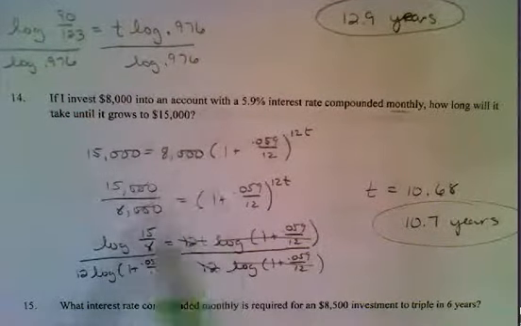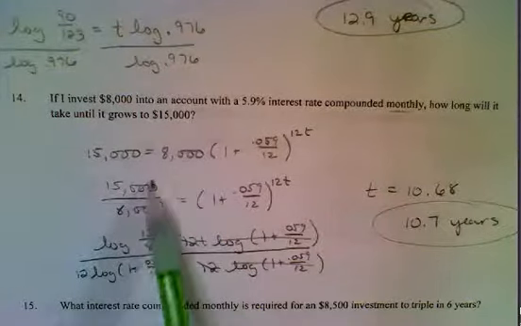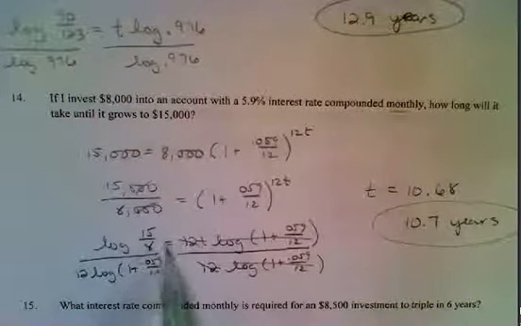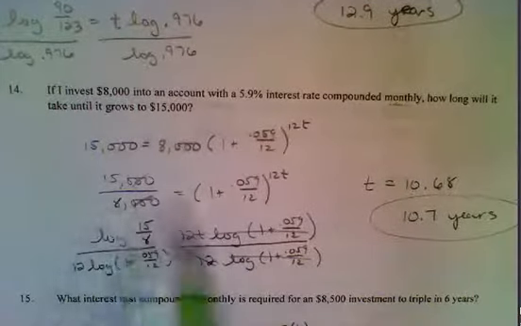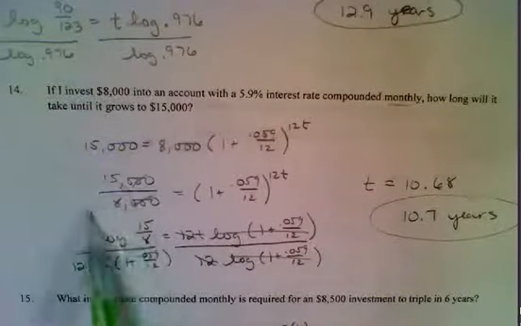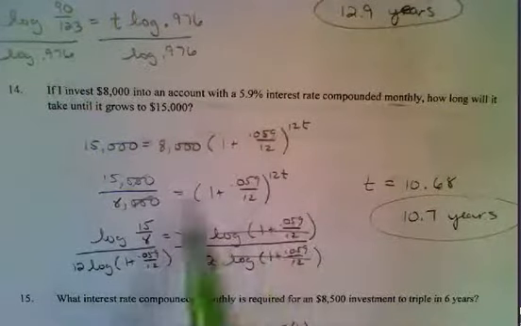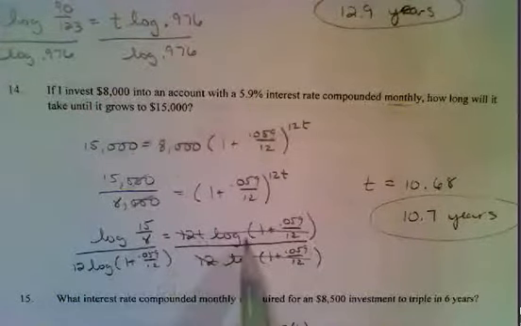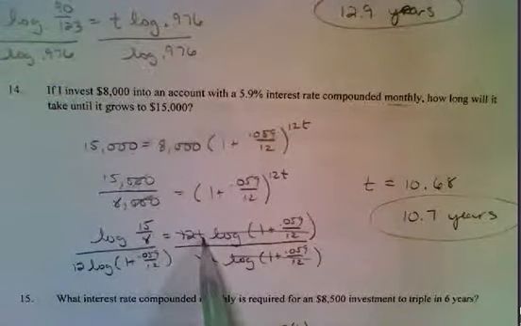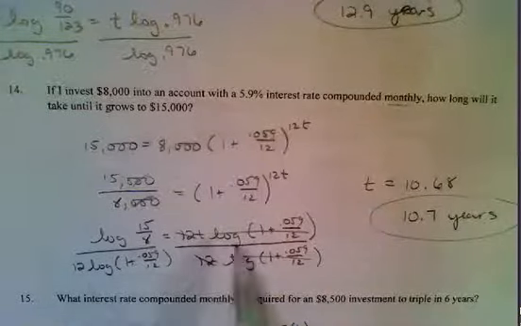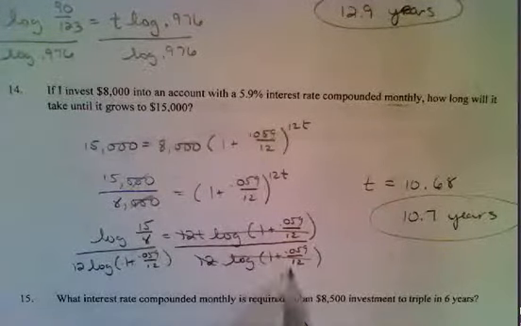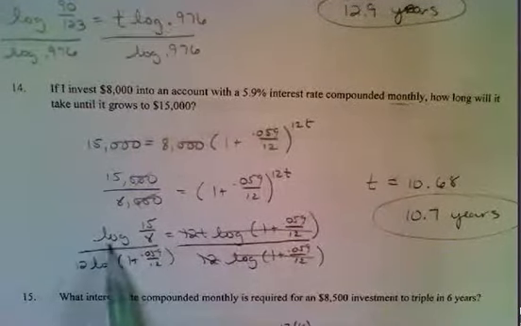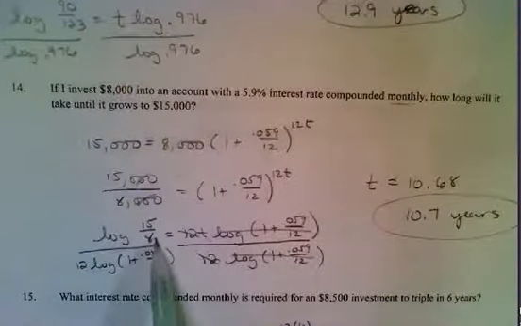To solve that equation, I divide by 8,000, and those thousands will go away, so I don't have to worry about them. Take the common log of both sides, so it's log of 15/8 equals the log of all of this. I use the power property, bring the 12t out in front. To solve for t, I had to divide by 12 and divide by this logarithm.